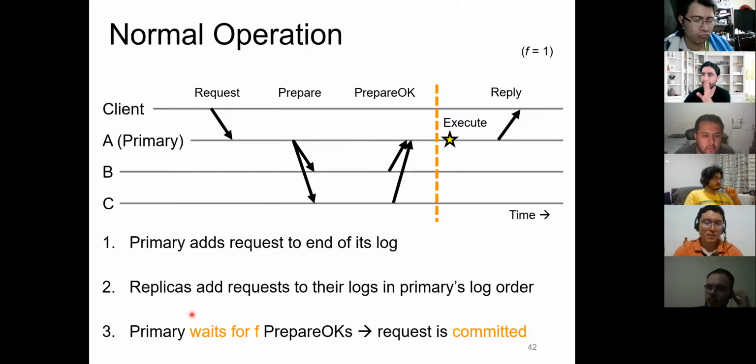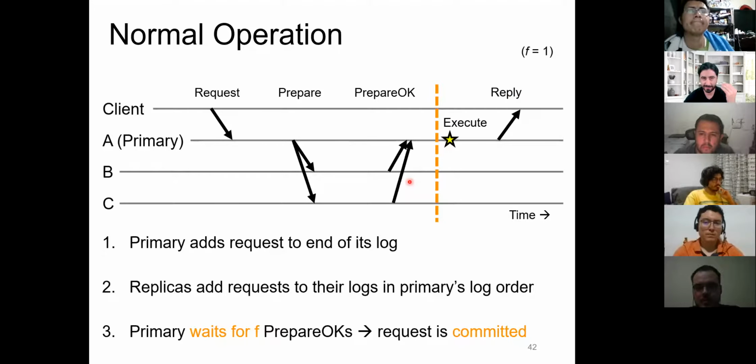And in this example, what Pedro was saying is, for example, the primary waits for F prepare OK. It means to inform the client that the request is committed. So in this simplified version, you have 3 replicas. The primary just needs one prepare OK package, one confirmation, to inform the client that the operation is committed.